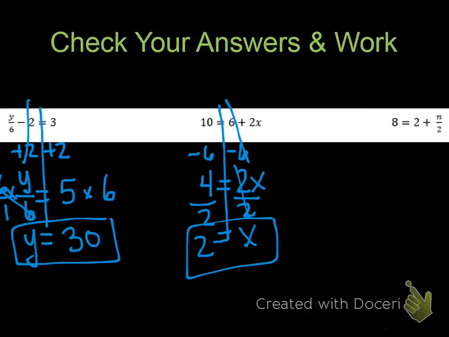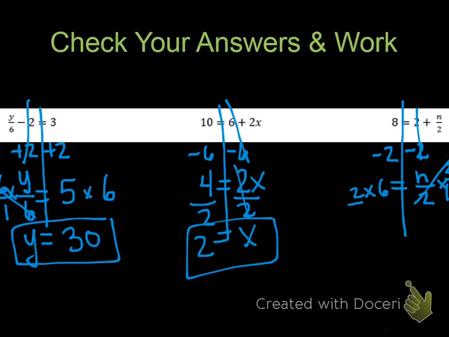And the 6th problem here, draw that line. I have adding and dividing this time, so I'm going to be subtracting and multiplying. So I'm going to subtract 2 from both sides. I get 6 equals n over 2, and I must multiply by 2 over 1 to cancel that out, and I get n equals 12. Those are the answers to those 6 questions.